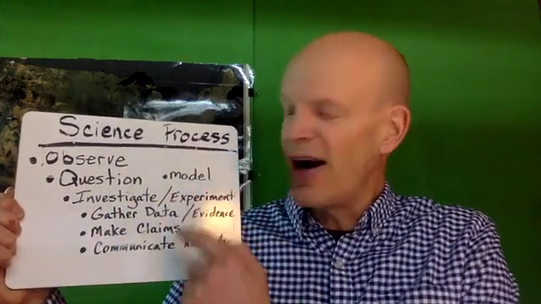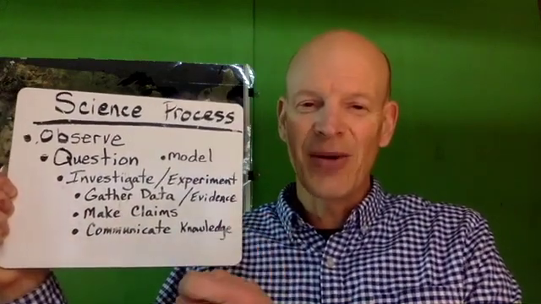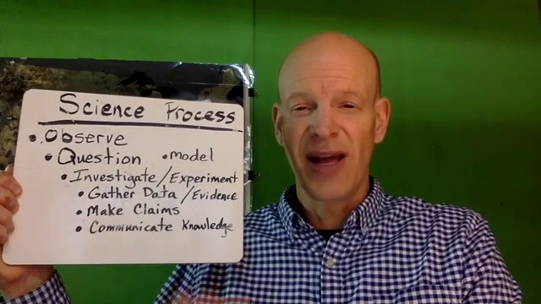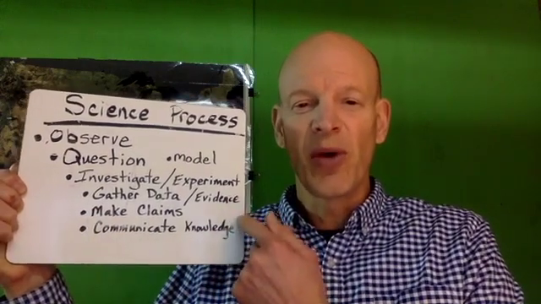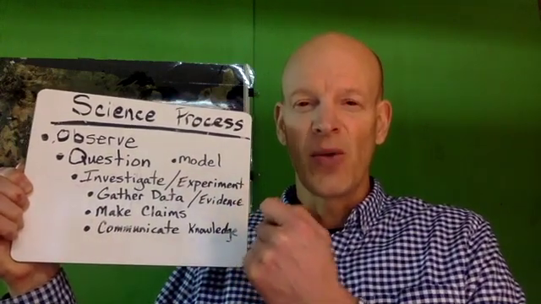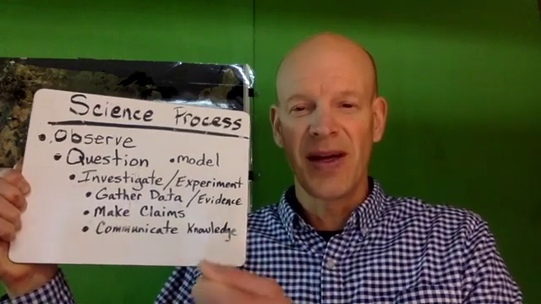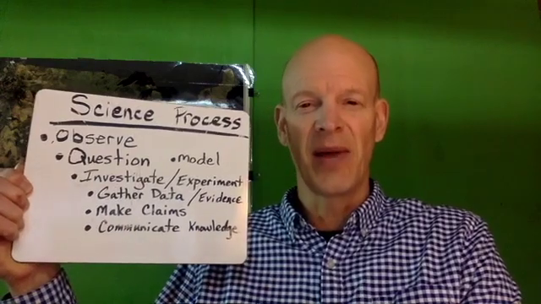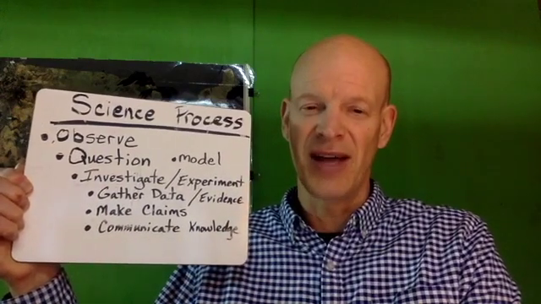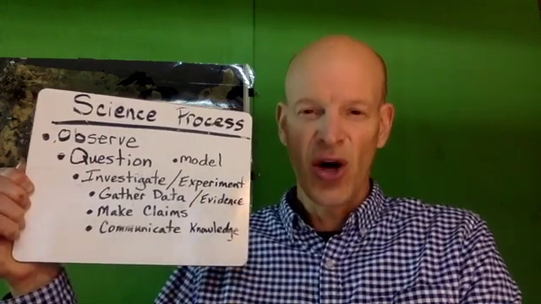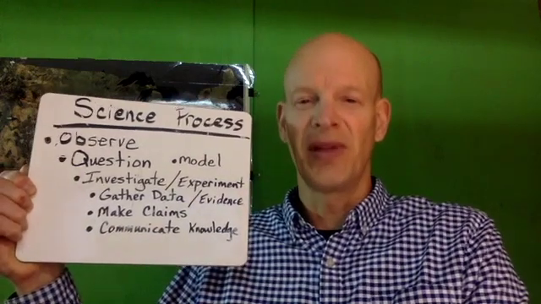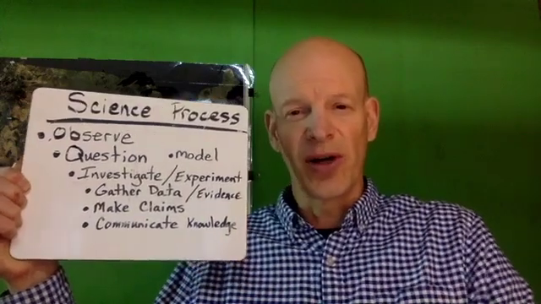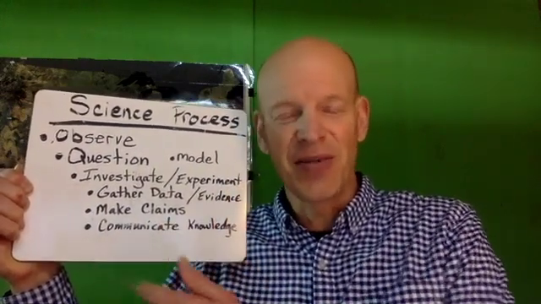So gathering data, keeping a data table, making a graph from that data so that I have evidence, that really important word evidence, when I make a claim about what the result of a test is, I have to have some evidence to back it up. And that is really an important piece for scientists, to have evidence to show why they believe what they believe. And then communicating that knowledge is what we're going to be practicing. So we're working on the end of this process today.